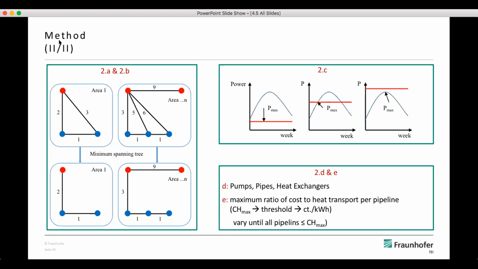And here we have the purpose I introduced in the beginning reflected. We want to show the user how much excess heat in your area you might transport to district heating networks for which cost.